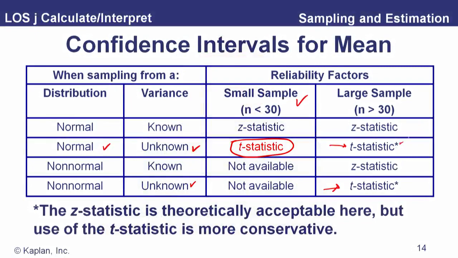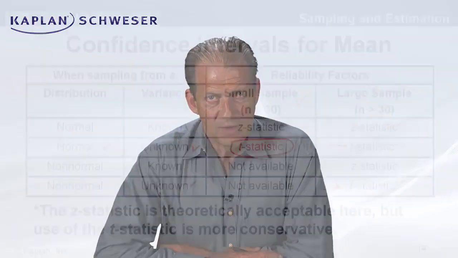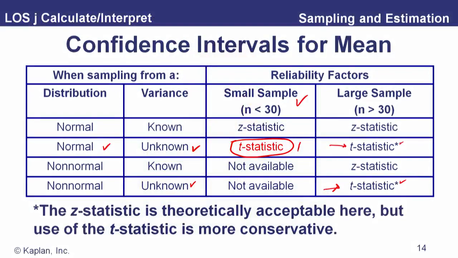Now, these little asterisks are here because in the CFA curriculum, it says the z-statistic is theoretically acceptable here, but use of the t-statistic is more conservative. So we really only have one spot here where it says we have to use the t-statistic. Anytime the variance is unknown, it's more conservative to use the t-statistic. And the only other area we've got here is not available.